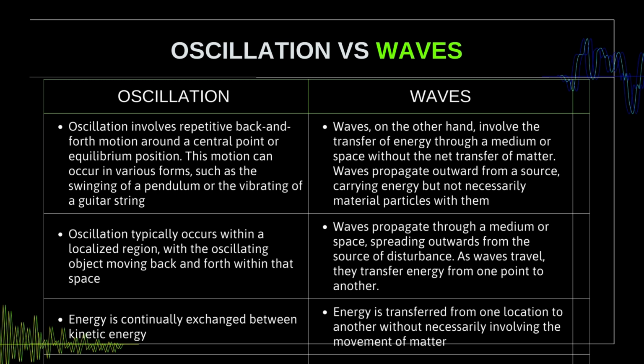Oscillation typically occurs within a localized region, with the oscillating object moving back and forth within that space. Waves propagate through a medium or space, spreading outwards from the source of disturbance. As waves travel, they transfer energy from one point to another.